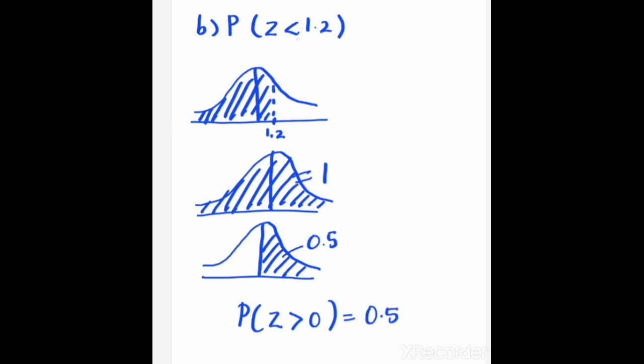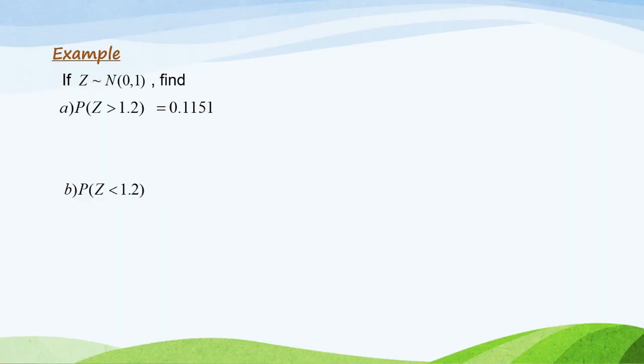So to get P(Z less than 1.2), we need to take 1 minus P(Z greater than 1.2). So we get 1 minus 0.1151, which equals 0.8849.